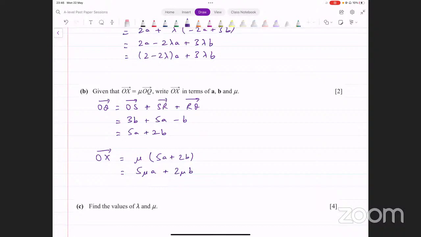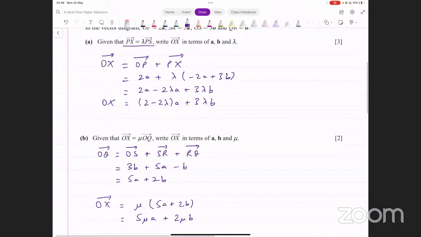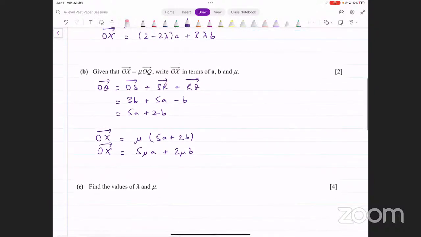In the next part, it says, find the values of lambda and mu. Let's see, what did you do in the first part? You found OX in terms of lambda. In the second part you found OX in terms of mu. These two should be equal. Both are representing OX. They have to be equal. So we can just equate them.